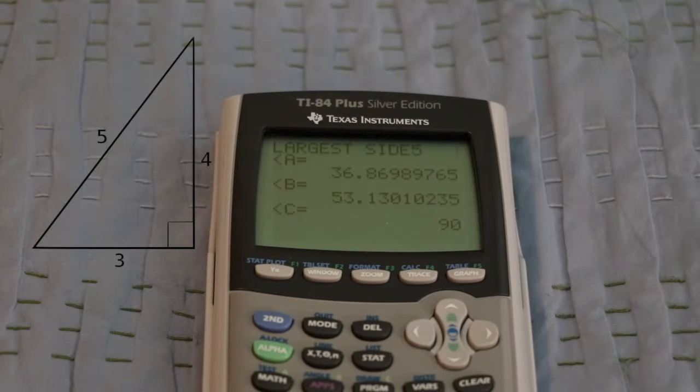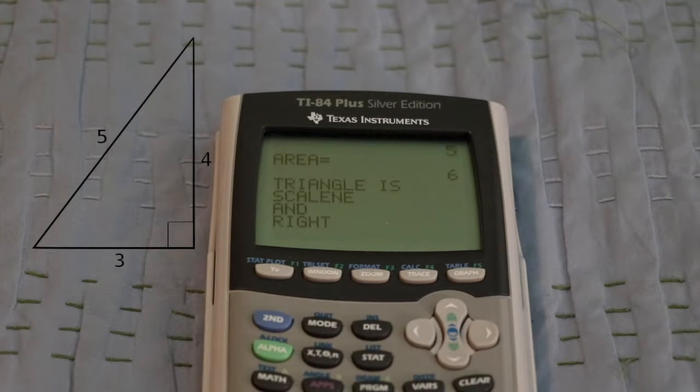It tells us the angle length. Oh, it's a right triangle. We know the sides. We know its area now. And now it tells us what kind of triangle it is. This triangle is scaling and right.